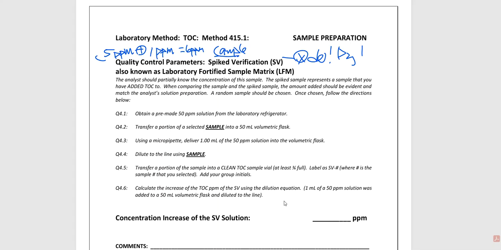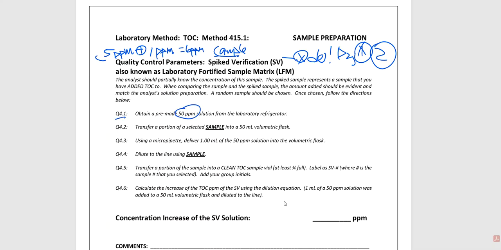So that analyst, whoever you are, will be doing the spiked verification. You need sample, though, in order to do it first. So the spiked verification typically is going to happen on day 2. You need your samples first before you can do that. On that day, when you do the spike, the directions are going to tell you what to do.